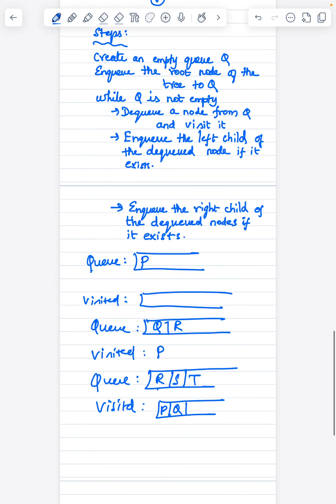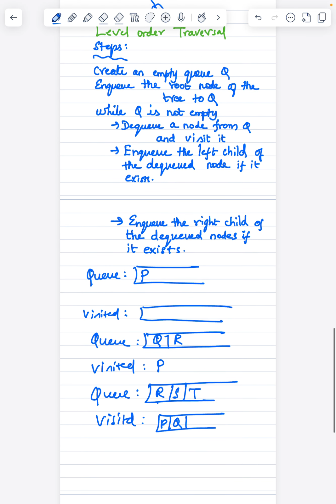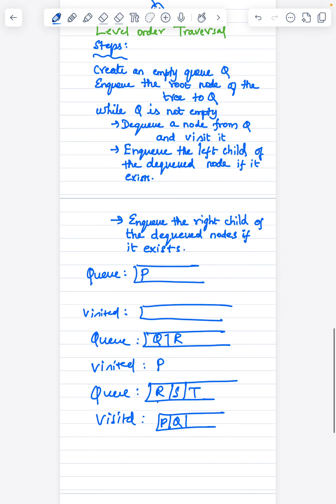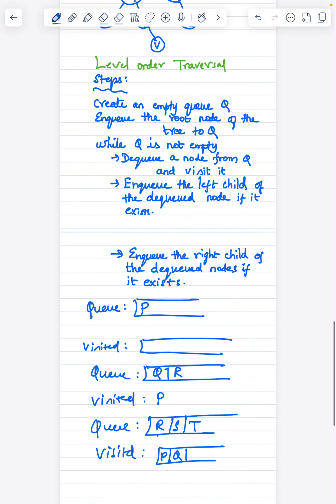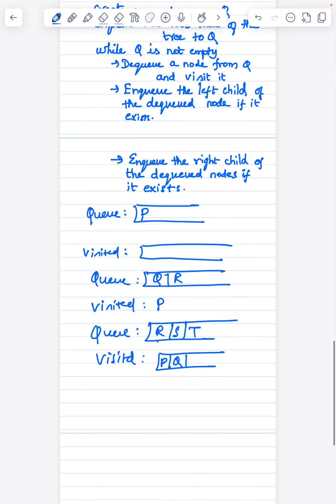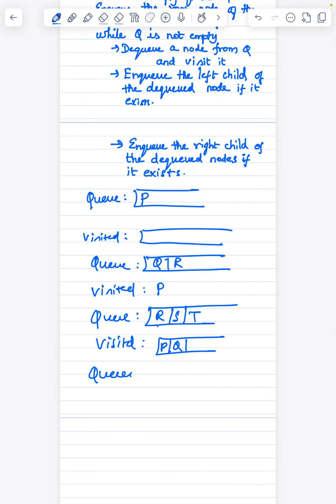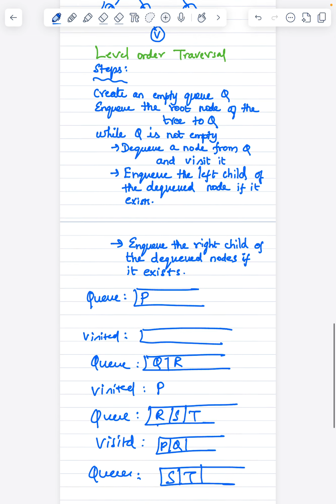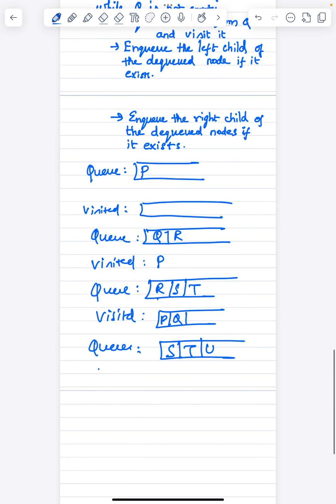Now what is waiting in the queue? R is waiting in the queue. So we have to visit R. While visiting R, we have to enqueue the adjacent nodes of R into the queue. The adjacent node of R is U, right? So the queue will become S, T, U. Am I right? Visited will become P, Q, R.